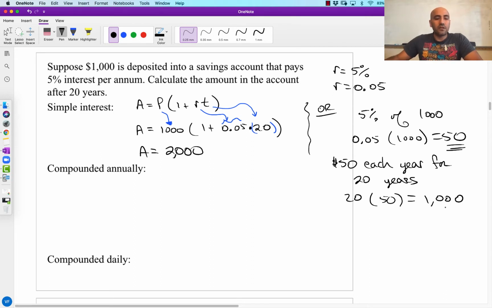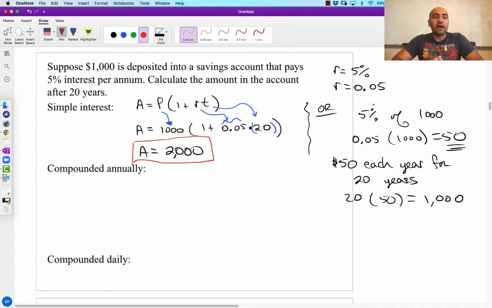So you're going to earn $1,000 in interest, plus your original $1,000 that you invested gets you to your final account balance after 20 years. Okay, so that's simple interest. You make the same amount every year, 5% of the 1,000, every single year for 20 years. You get $2,000 total in your account: $1,000 in interest, $1,000 from the original amount invested.